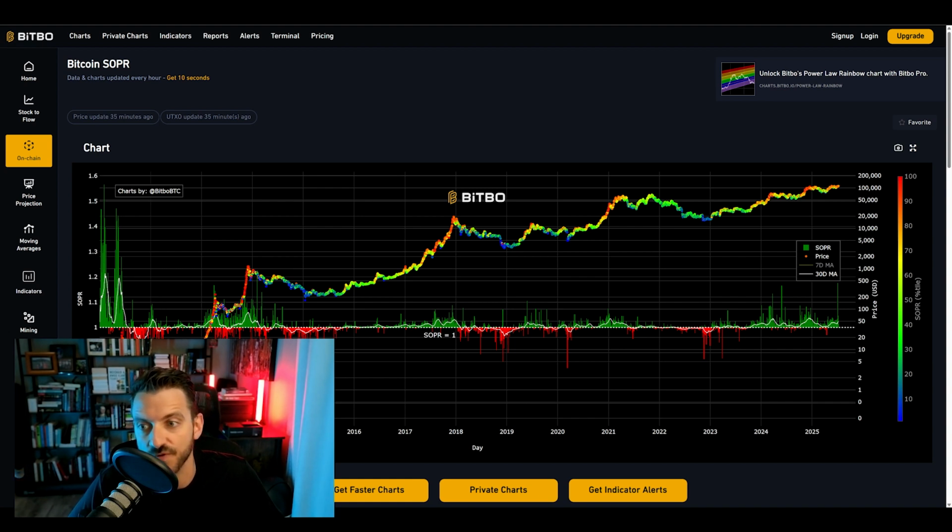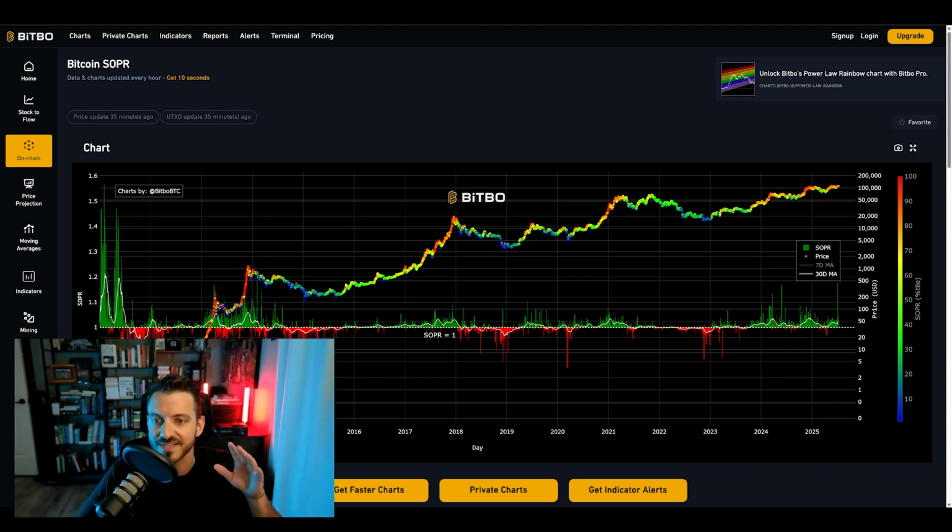UTXO movement refers to when previously unspent Bitcoin outputs are spent, meaning coins are moved from one address to another. Tracking these movements lets us see whether coins are being sold at a profit or at a loss based on their original purchase price. If the SOPR is above 1, which you'll see here on the bottom, it comes up as a green candle. That means coins are moving in a profit. If it's in red, coins are moving at a loss, meaning it's below 1.